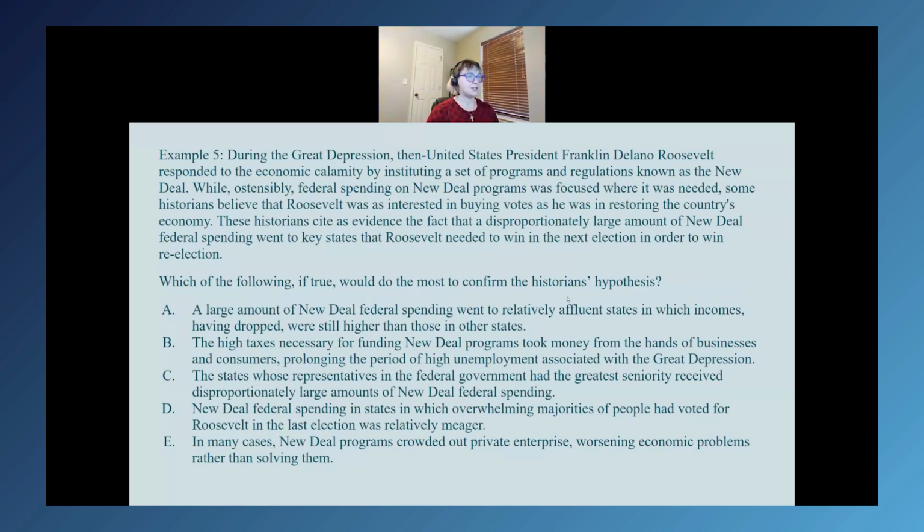A, a large amount of New Deal federal spending went to relatively affluent states in which incomes, having dropped, were still higher than those in other states. This doesn't connect to the votes thing. So it feels relevant, but if we're trying to say that he's as interested in buying votes, then we would need to know more about how these states are voting for us to see that impact.